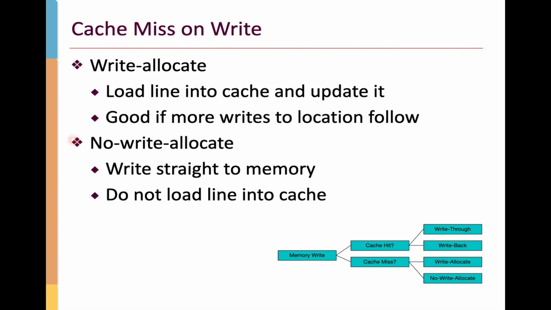Now again, there's performance implications in these two cases. The write allocate is going to be good if we're going to be writing a bunch to that same location in memory, because if we bring it in once, we can update it in the cache. Whereas write no allocate is going to be simpler, but probably more expensive because we're going to always pay the price of a write, and we're never going to load the line that we're writing to into the cache from main memory.